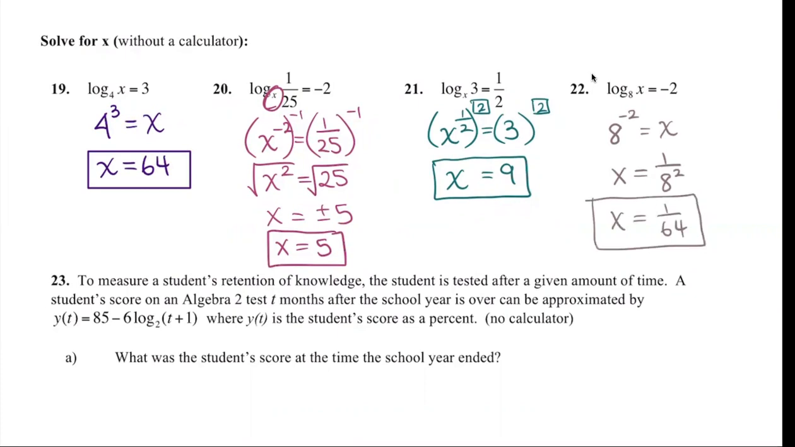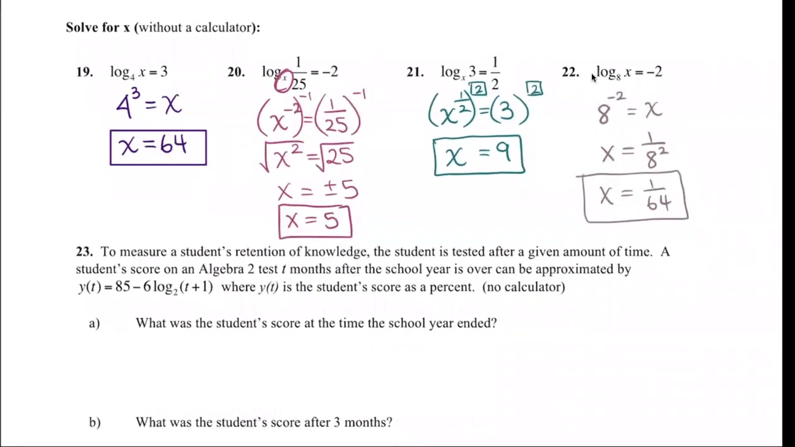All right. And so that's how you do it, guys. Notice it's not that different. You just write it into exponential form and then solve for x. Perfect. Okay. All right, let's go to our last problem, number 23.